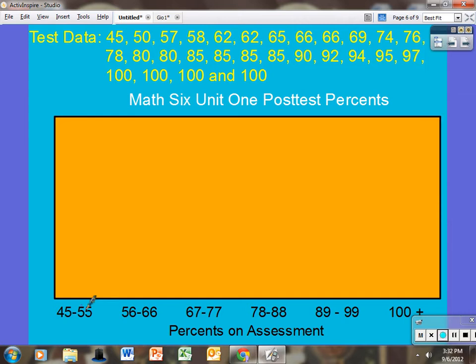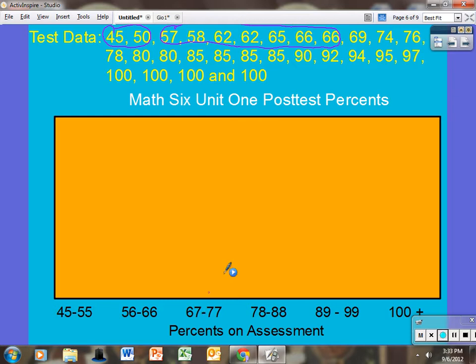So anything between 45 and 55, let's put a circle around. There's only 2 pieces of data there. That's good. I don't want a kid scoring that low. Now I go 56 to 66. So anything that falls between 56 and 66 will get chunked together: 57, 58, 62, 62, 65, all the 66. That is another chunk of data, or another bin or category.